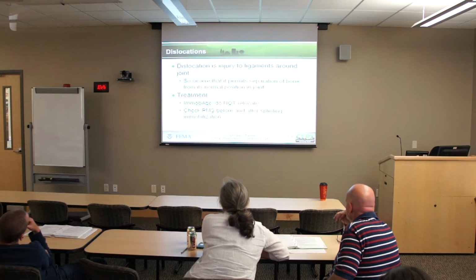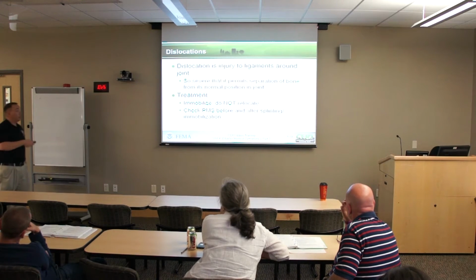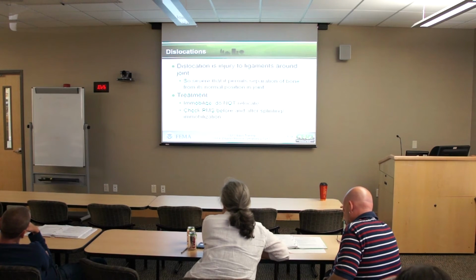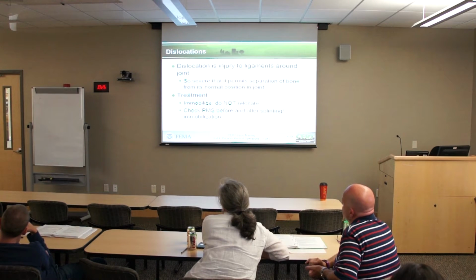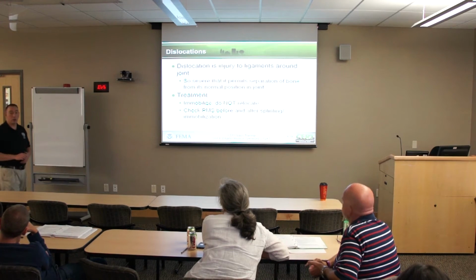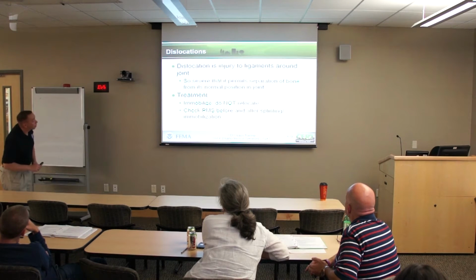Dislocations, injury to the ligaments around the joint, can be severe enough that it permits separation of the bone from the normal position in the joint. Elderly folks are really susceptible to having hip dislocations. Does it mean prevent separation? Yeah. So severe that it permits separation of the bone from the normal position in the joint.